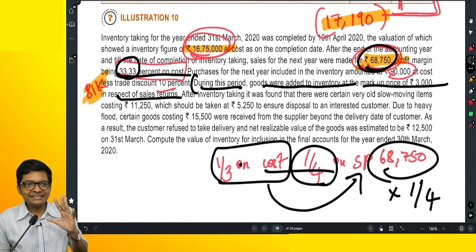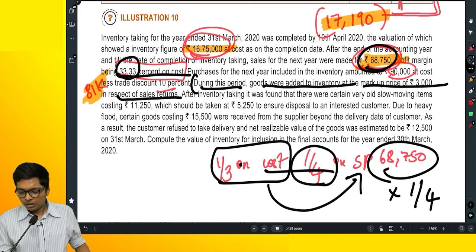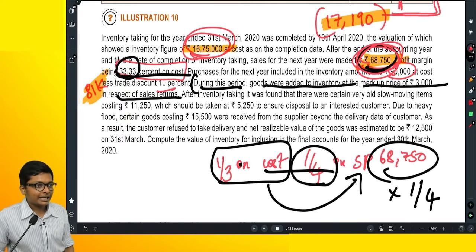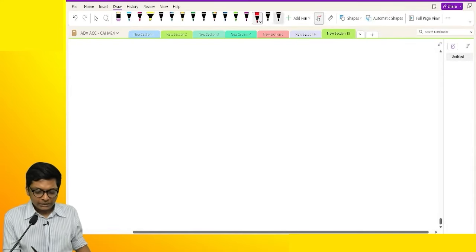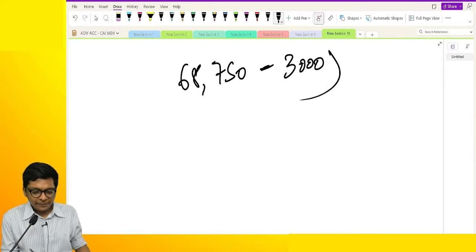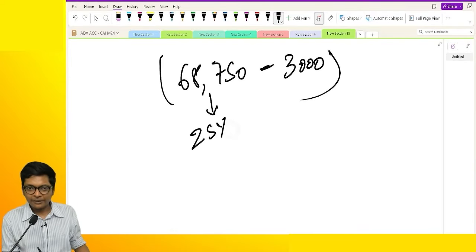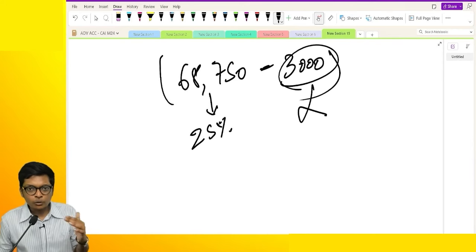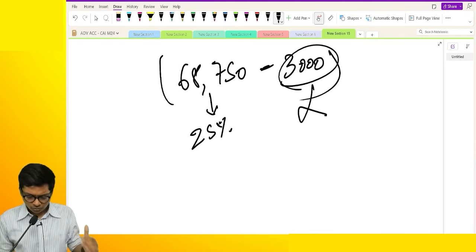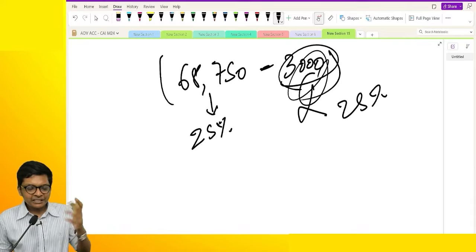Okay, normally sales return, what do we do? We minus it, correct? Where should we have minused it? From 68,750. Correct? So 68,750 minus. But we can't do that, because the profit margin in this is 25%. In this it may not be 25%. He didn't tell us. Or it could be 25 also. I think it's 25 only. Leave it. Let it be the same 25. Let's minus it.